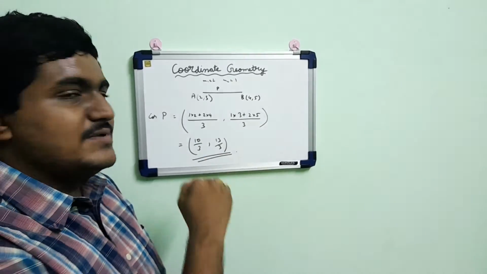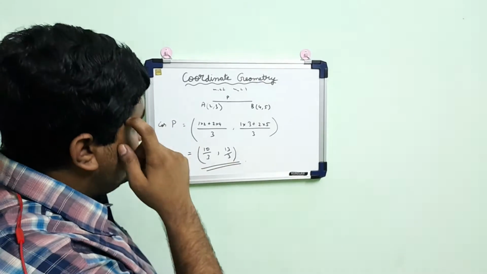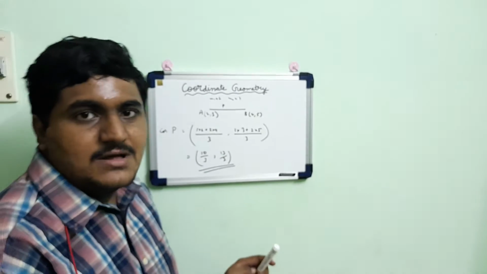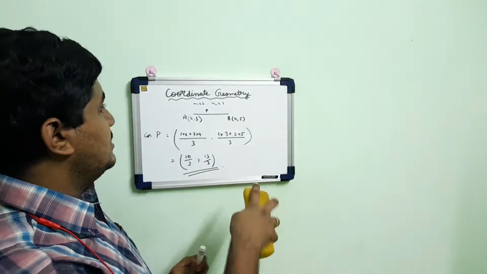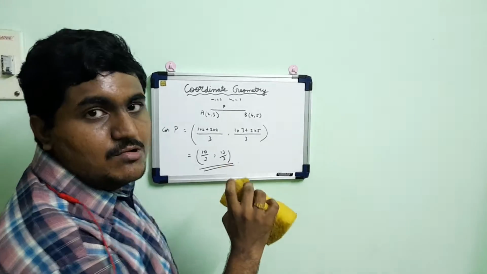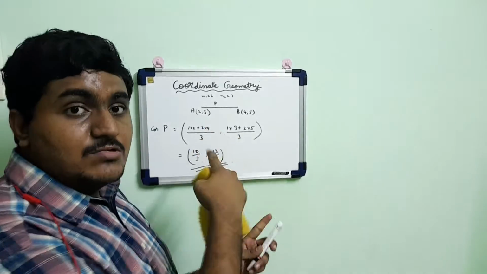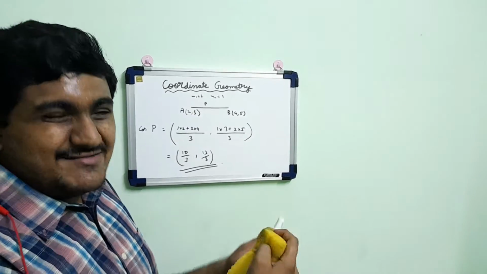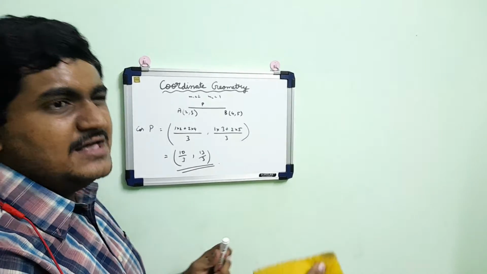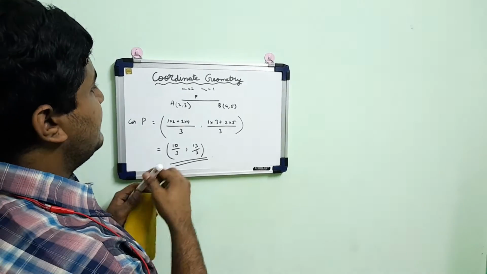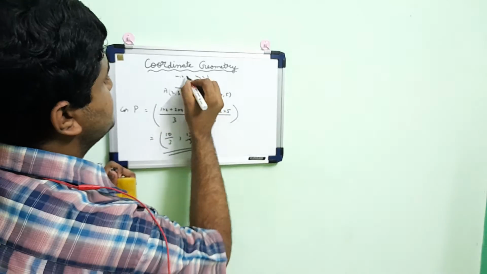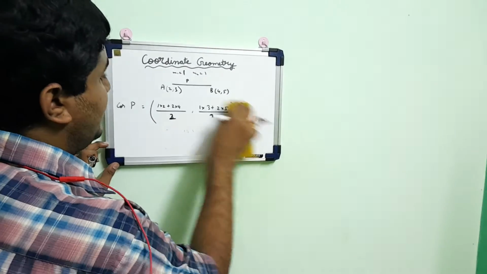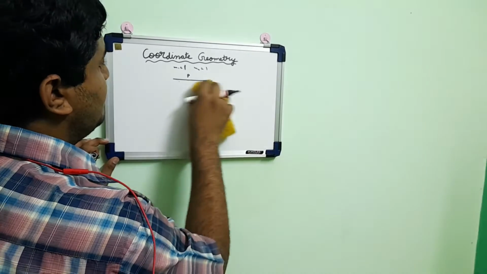There is also a special case in the section formula when both the ratios are equal to 1. That time it becomes the midpoint theorem. The midpoint theorem may be given as a separate topic in your syllabus, but it is just a special case of the section formula, that is, when both the ratios are 1. In this case we have taken m1 as 2 and m2 as 1. Let's suppose we take m1 also as 1. That time the new denominator becomes 2. So this becomes the midpoint theorem.